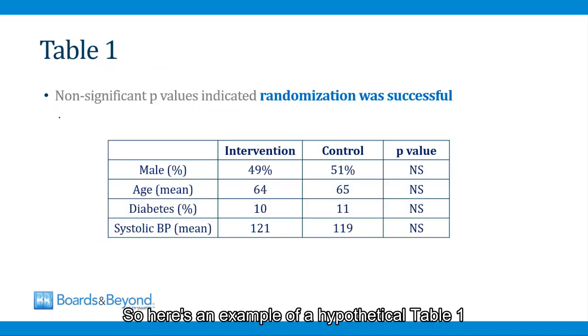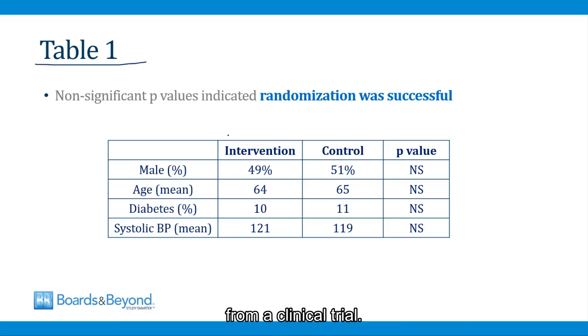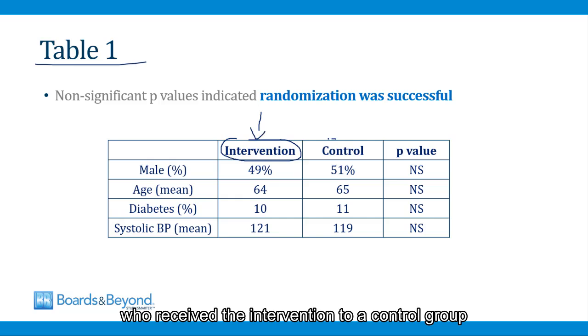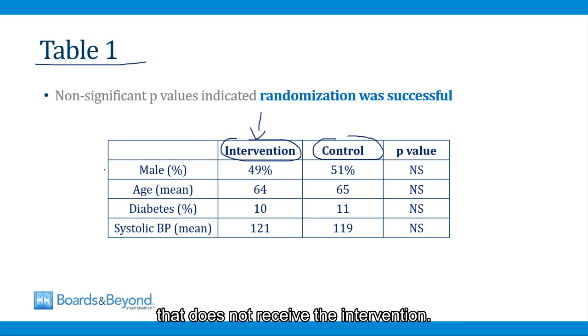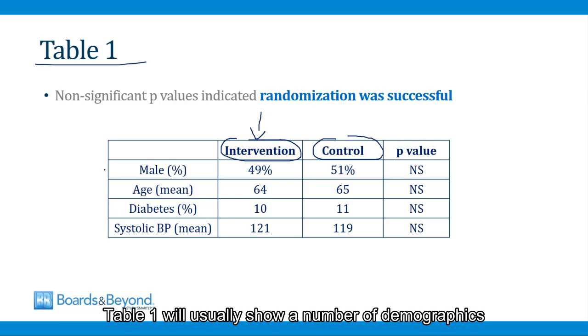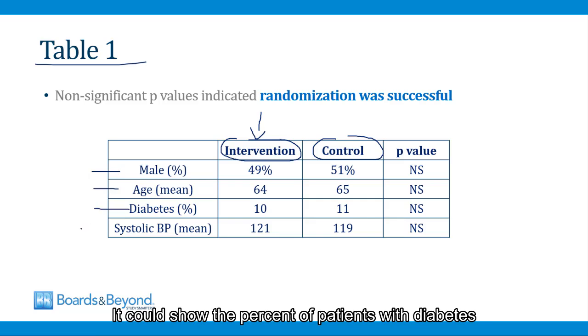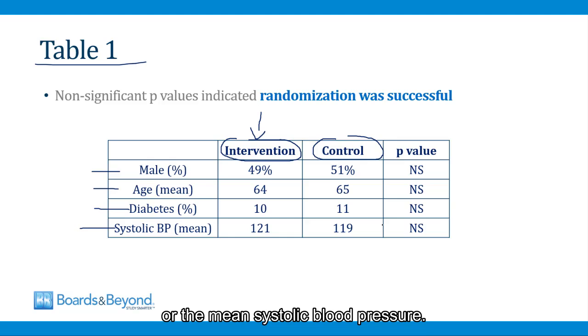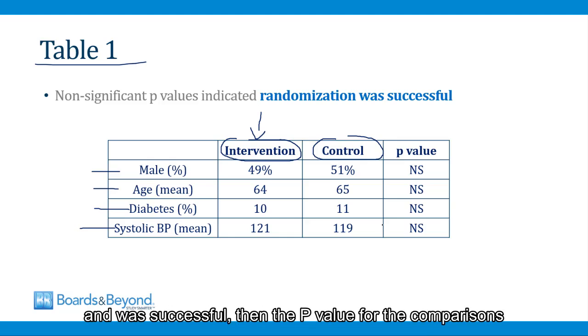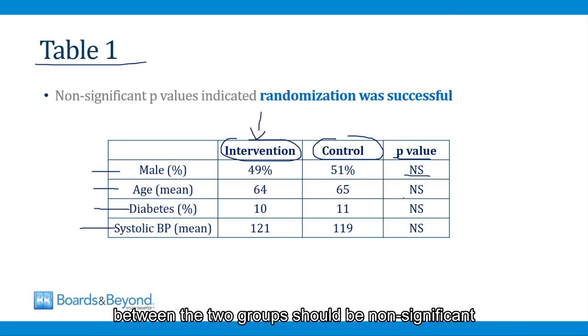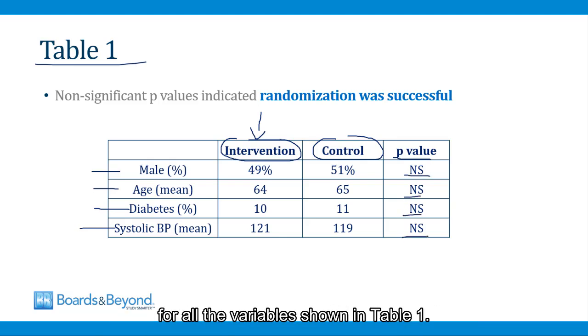So here's an example of a hypothetical Table 1 from a clinical trial. So imagine we have some intervention, maybe it's a new drug therapy, and we compare a group of patients who receives the intervention to a control group that does not receive the intervention. Table 1 will usually show a number of demographics and comorbidities, like it might show the percent of patients that are male and the mean age. It could show the percent of patients with diabetes or the mean systolic blood pressure. And if randomization was done appropriately and was successful, then the p-value for the comparisons between the two groups should be non-significant for all the variables shown in Table 1.